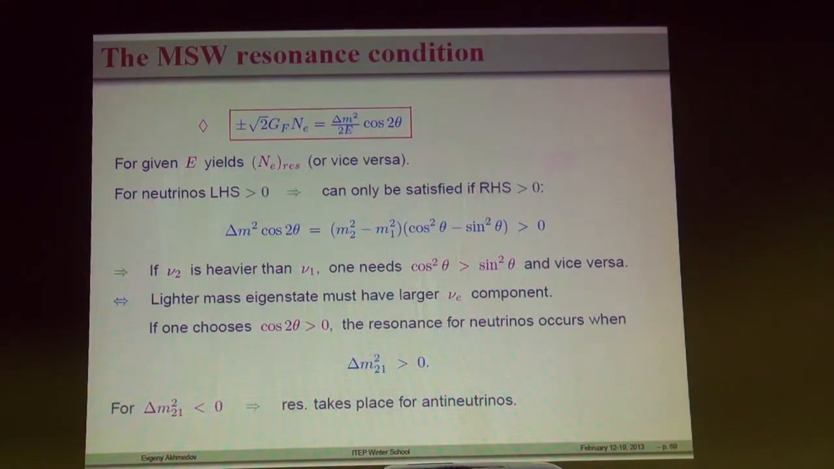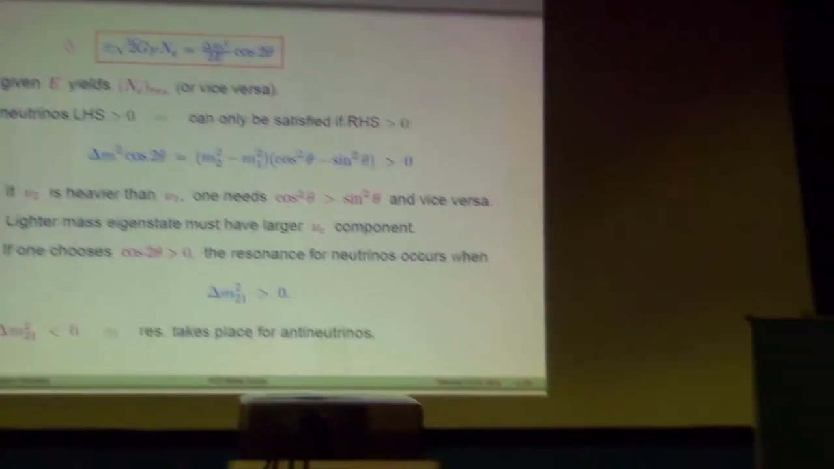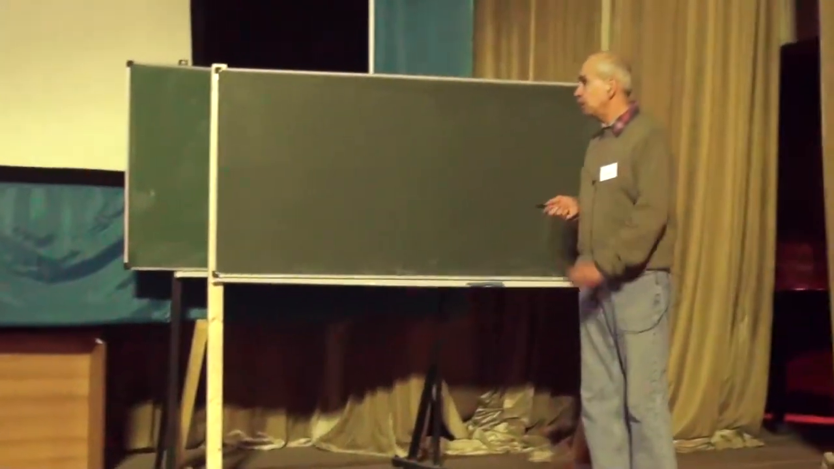Of course, it depends on the range of densities and the range of energies, but in principle, it's not fine-tuning. This condition does not mean any fine-tuning between the energy and the density. Typically, for example, for neutrinos coming from the sun, every neutrino energy will find its density for which the resonance of the oscillations will take place.